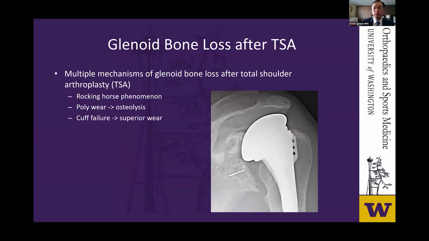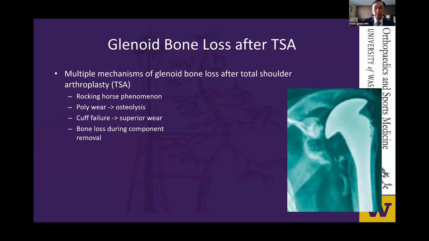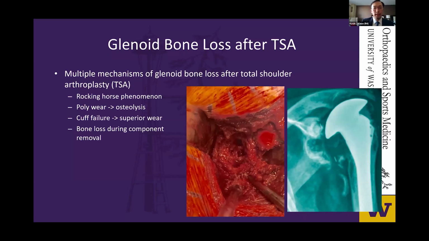Like in hemiarthroplasty, patients can develop an insufficient superior cuff after total shoulder arthroplasty, resulting in superior loading of the glenoid component. And similar to the rocking horse phenomenon, this eccentric loading will result in accelerated poly wear, loosening, and failure. Glenoid bone loss can also result intraoperatively at the time of component removal. In the setting of a well-fixed, cemented, and/or keeled component, one can have significant bone loss during component removal, like that seen in this intraoperative photo.